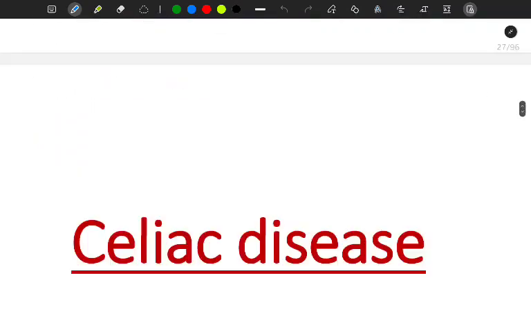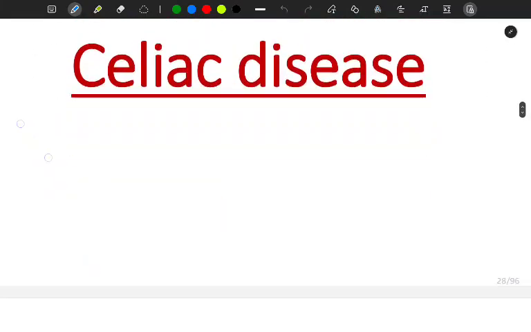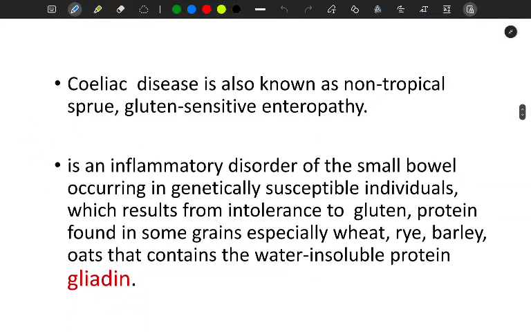Next, please. Celiac disease, let's go through celiac disease. That's quite important, you should know. Gluten sensitivity enteropathy, an inflammatory disorder of the small bowel occurring in genetically susceptible people. It's associated with HLA-DQ8 and DQ2 as well.